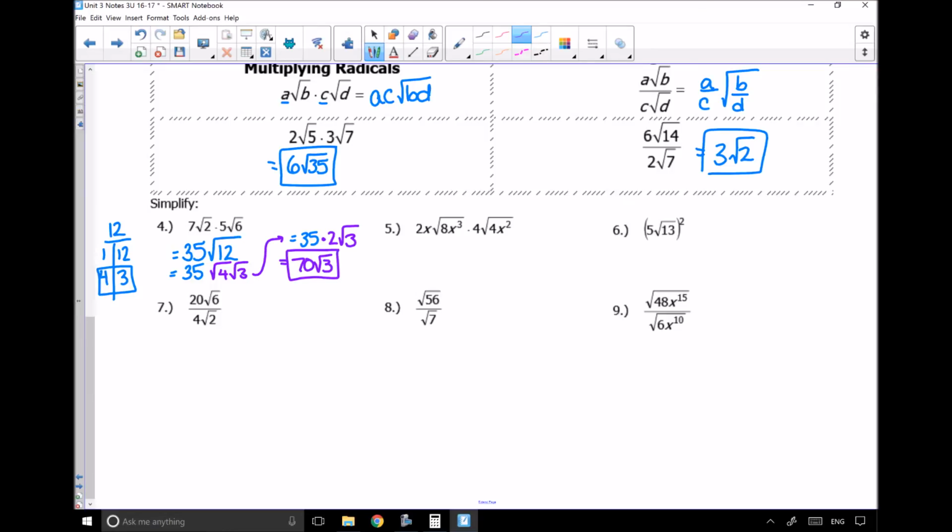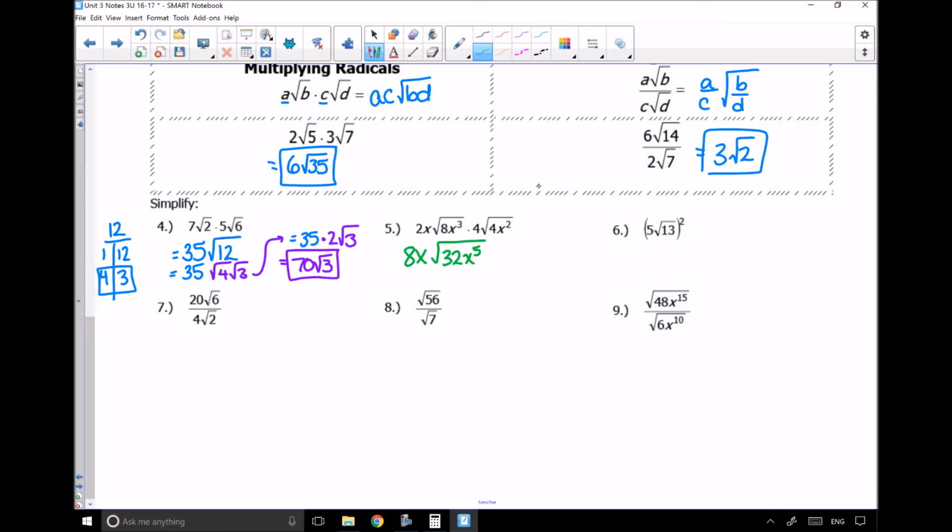Okay? So taking a look at number 5 right here, same thing. I would multiply what would be my coefficients, but this time all of 2x is considered my coefficient. So 2x times 4 is going to be 8x. And then I'm going to multiply my radicands. So 8x cubed times 4x squared, 8 times 4 is 32. And then x cubed times x squared, remember when we multiply, we add our exponents. So we get 32x to the power of 5.